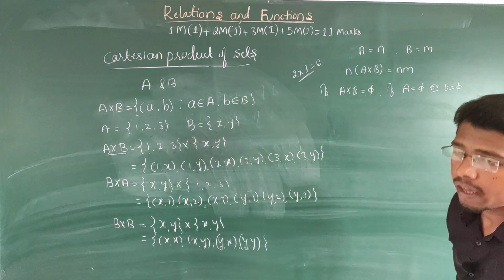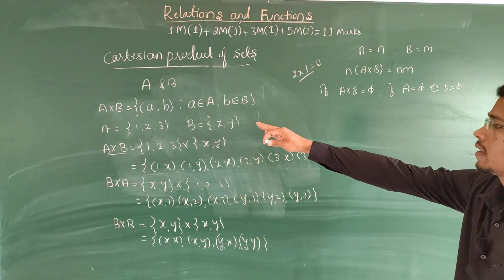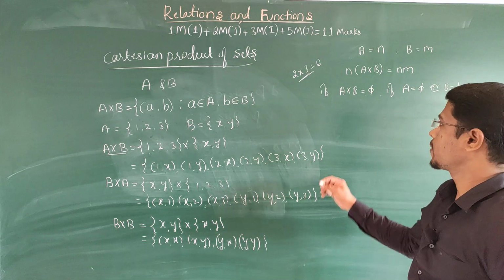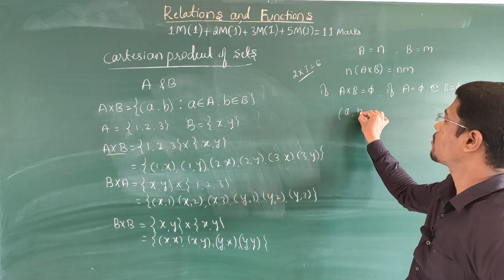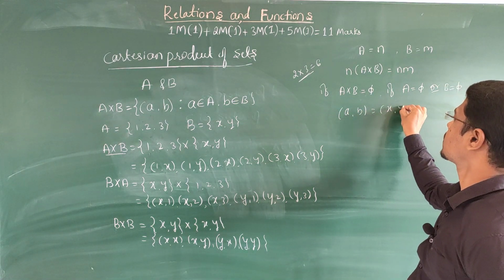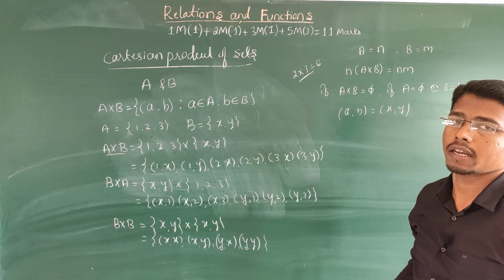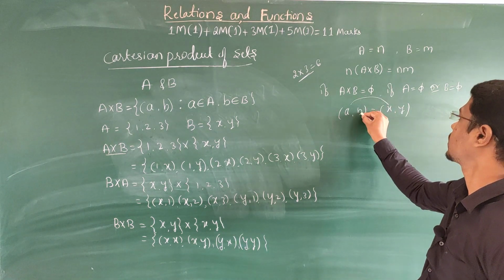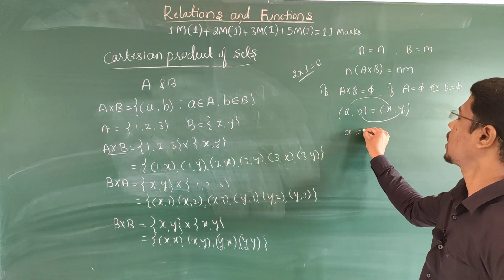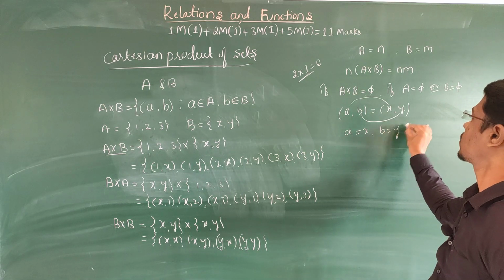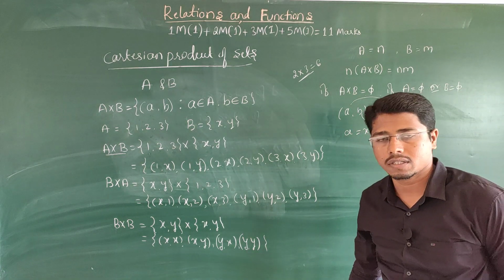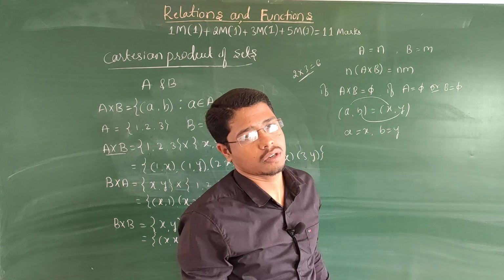Okay, and regarding the ordered pair, you can see two ordered pairs (a, b) is equal to (x, y). If two ordered pairs are equal, then their corresponding elements will be equal. That is, a is equal to x, b is equal to y. So this is about the Cartesian product.